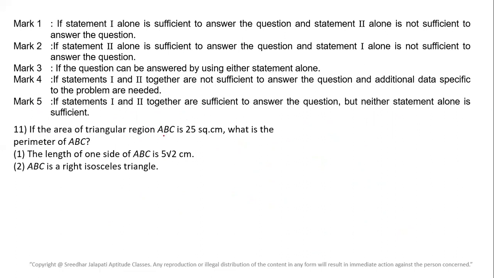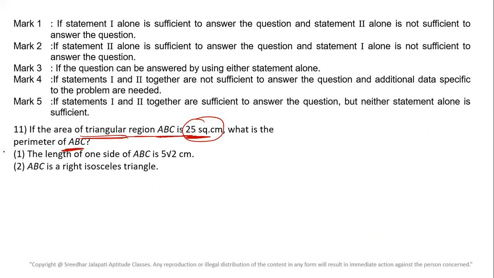If the area of the triangular region ABC is 25 square centimeter, what is the perimeter of the triangle ABC? Very tricky question. I suggest you pause the video and try before you listen to my solution straight away. Okay, here is the solution. We are already given the area of the triangle in the question itself, but we do not know which type of triangle it is. It says simply the triangle is ABC.